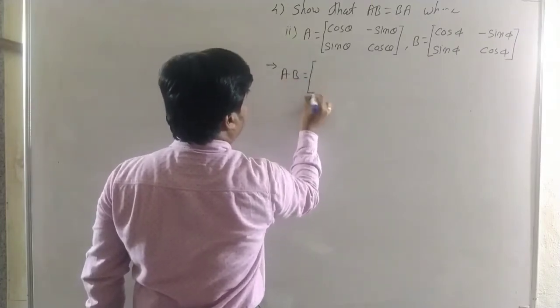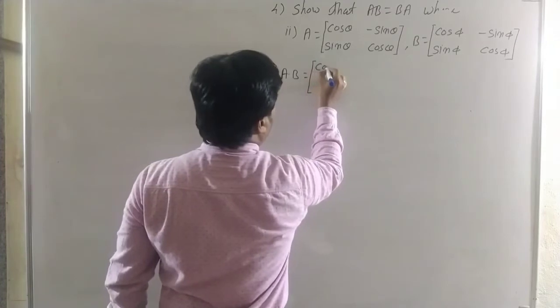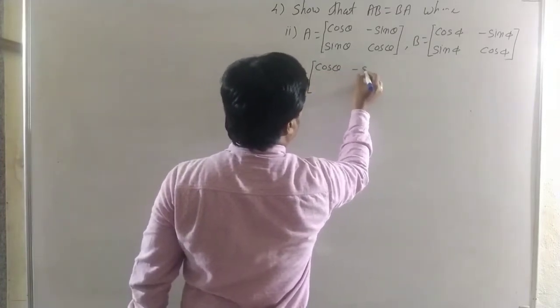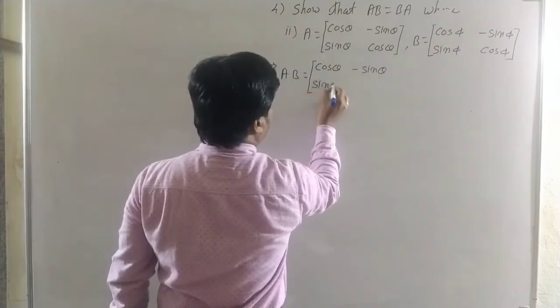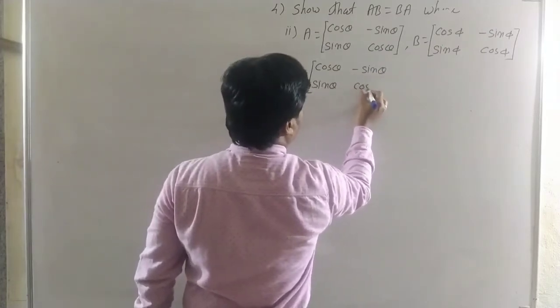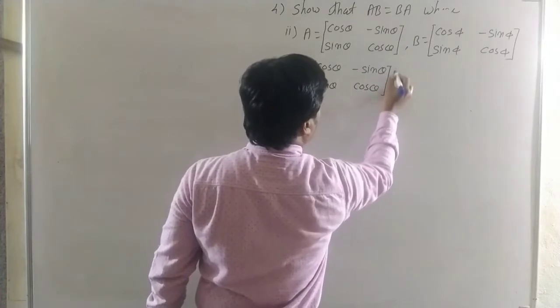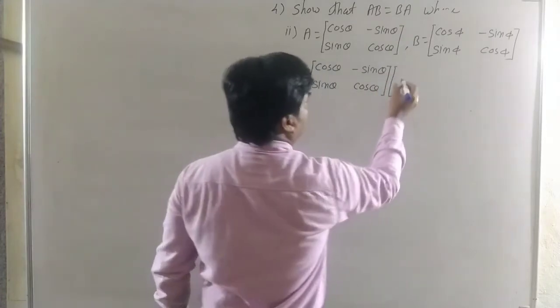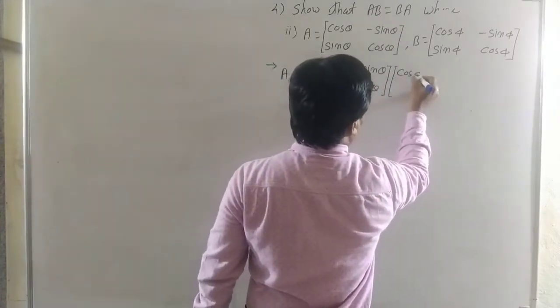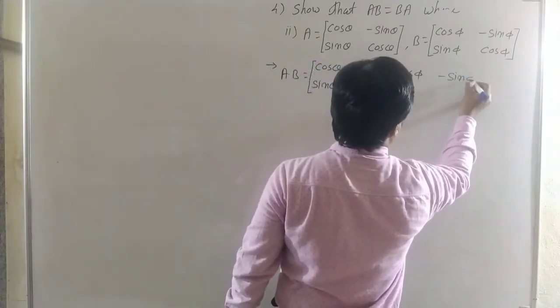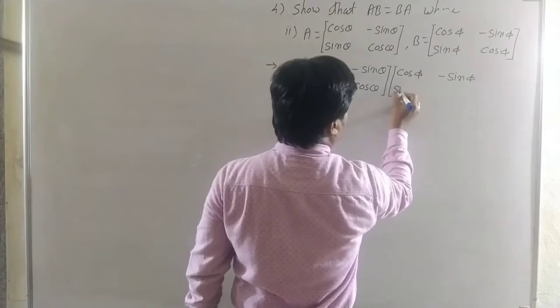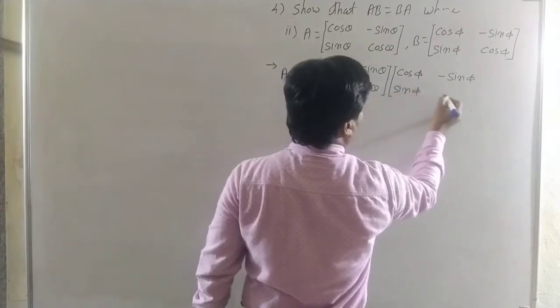Okay, see carefully. First we find A into B. It is cos theta, minus sin theta, into cos theta, into cos phi, minus sin phi, cos phi.